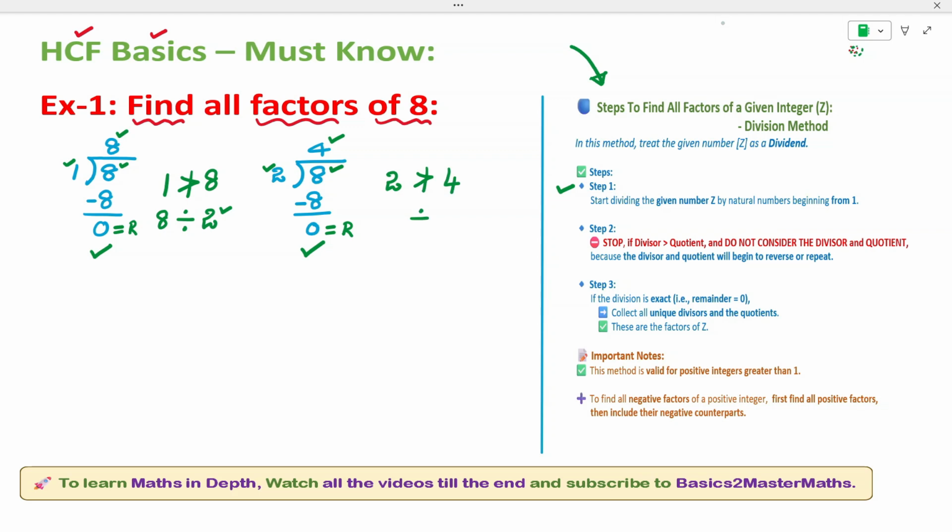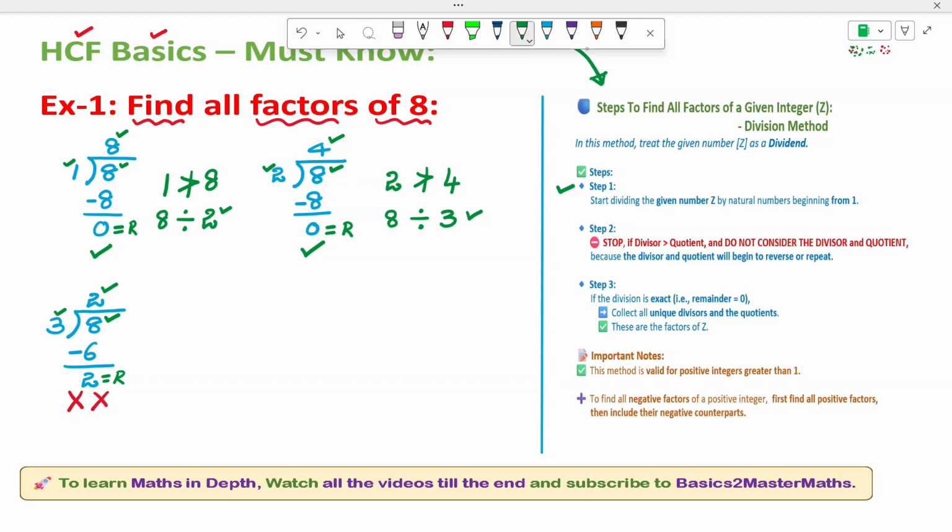So, divide 8 by the next natural number 3. When we divide 8 by 3, we get 2 as the quotient and 2 as the remainder. So, division is not exact. Please do not consider this step.